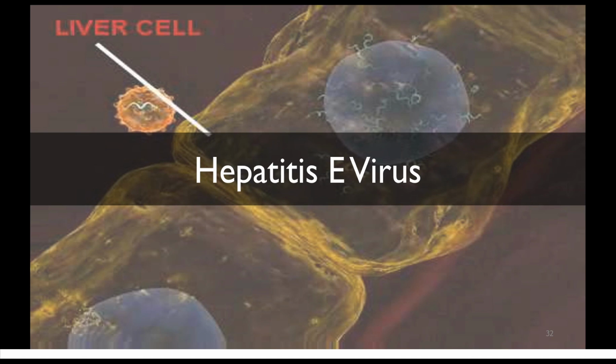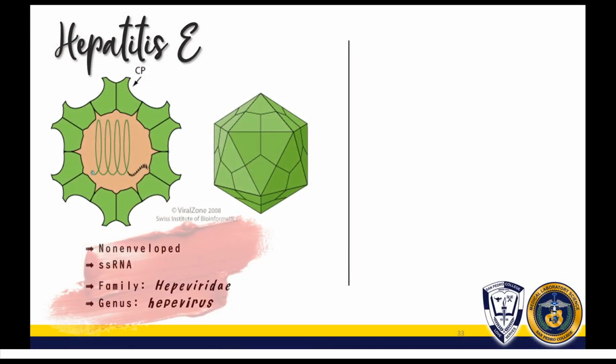So, our next virus to discuss is hepatitis E, and this is the last virus that we are going to discuss in this lecture. Hepatitis E is a non-enveloped single-stranded RNA virus belonging to the family Hepeviridae under the genus Orthohepevirus. Hepatitis E is the major cause of viral hepatitis in developed countries.